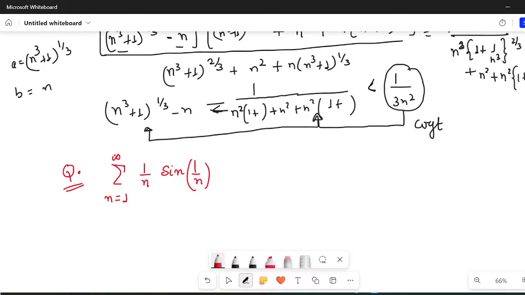Just try to do this. What do you think the series would be? Will it be a convergent series? Whether it will be a divergent series? What do you think?